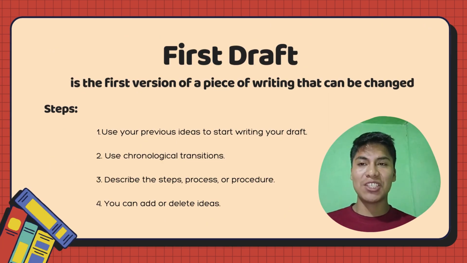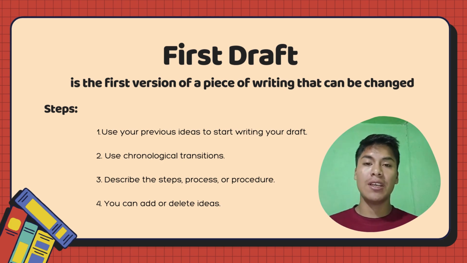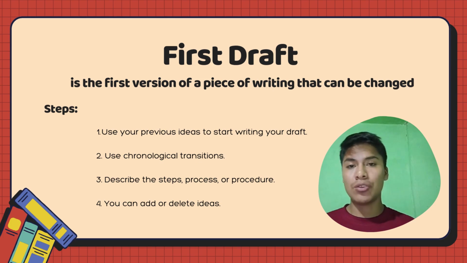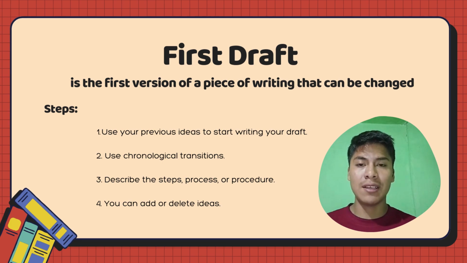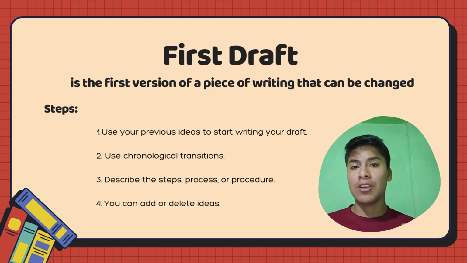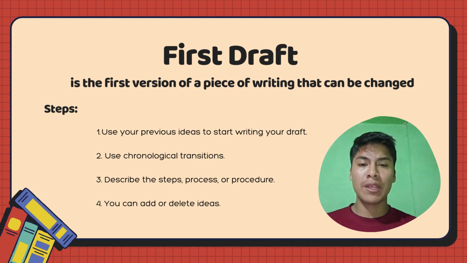We have another strategy. This is the first draft. That is the first version of a piece of writing that can be changed. Here are some steps that you should consider if you're going to write a chronological or process essay. First, use your previous ideas to start writing your draft. Let's imagine that you have made an outline, brainstorming, or mind map. So take those ideas to start making your draft.